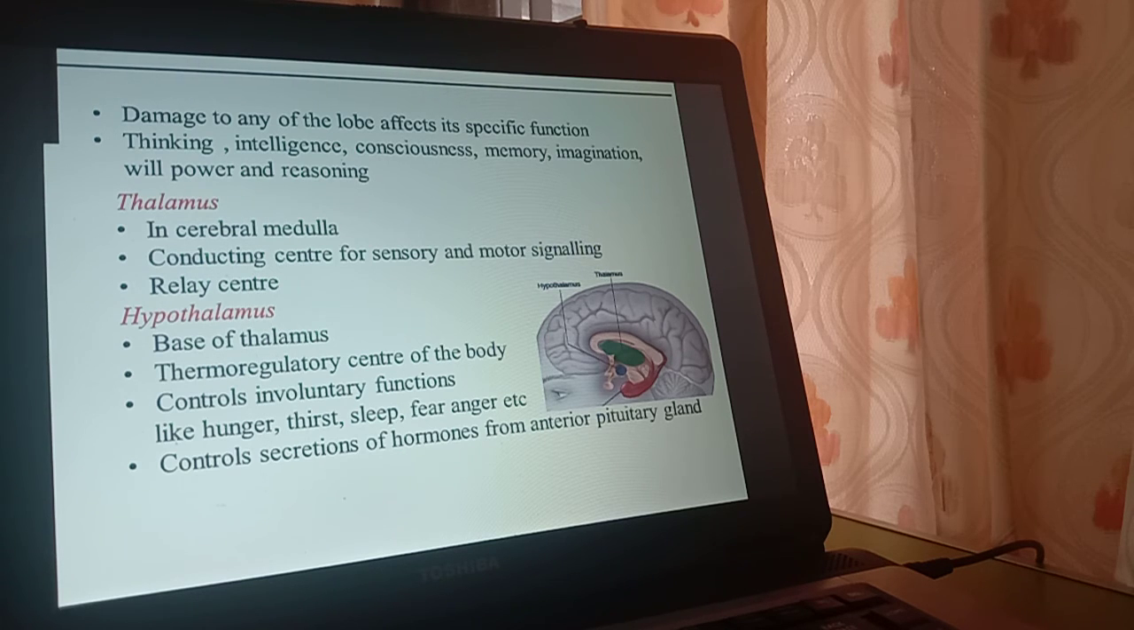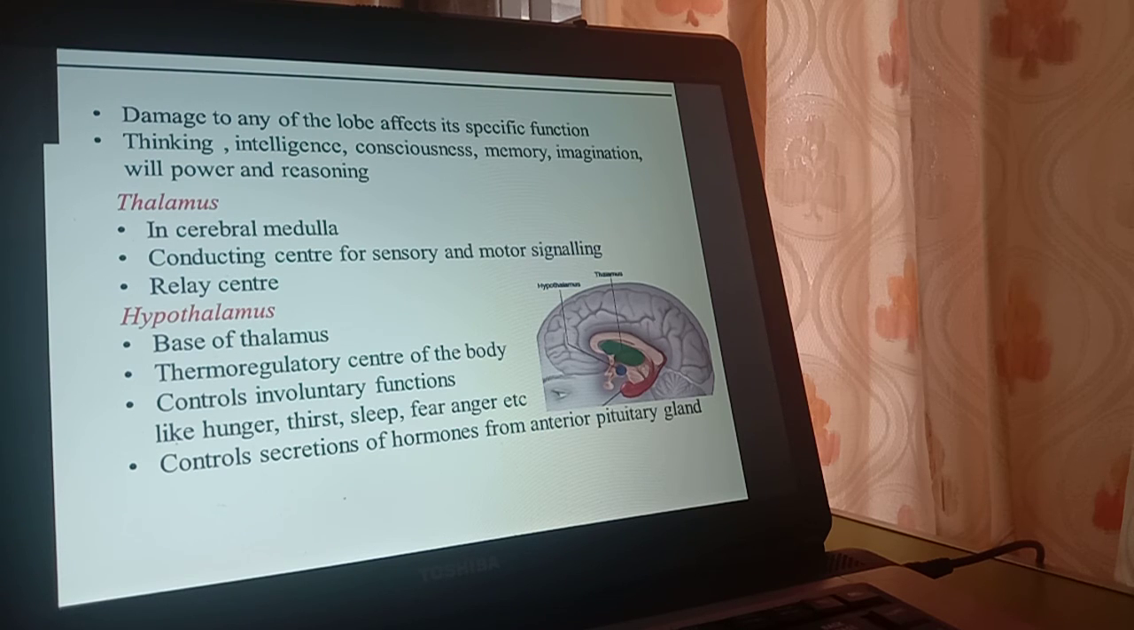Next is the thalamus. In the cerebral medulla, I have marked it here. It is the conducting center for sensory and motor signaling. I told you how information comes in: you have a sensory input coming in, and then it has to pass via the motor. That signaling, that conduction, takes place in this region, and it is the relay center.